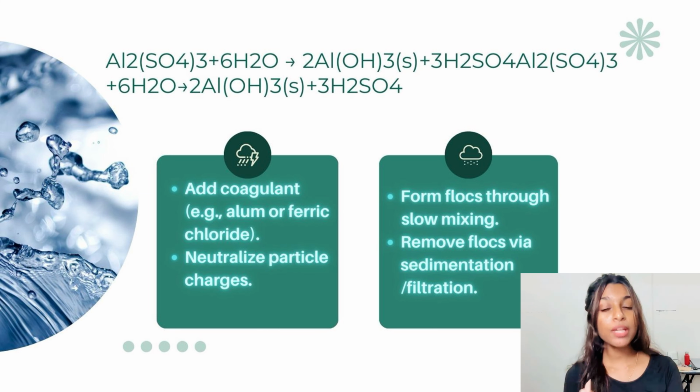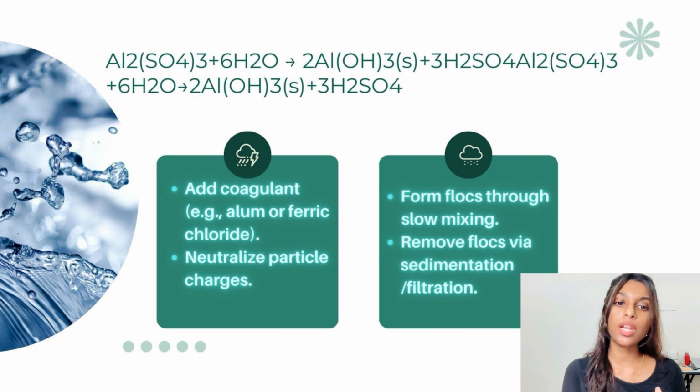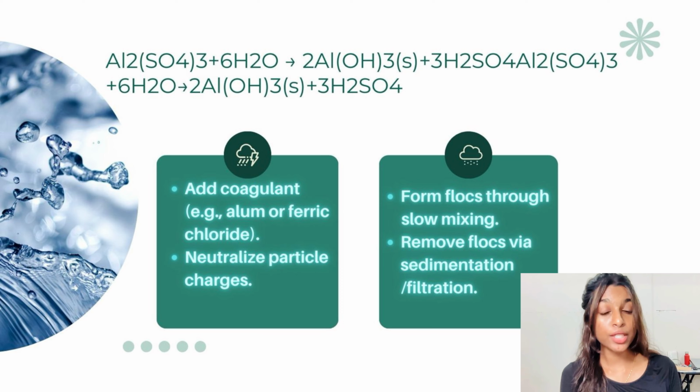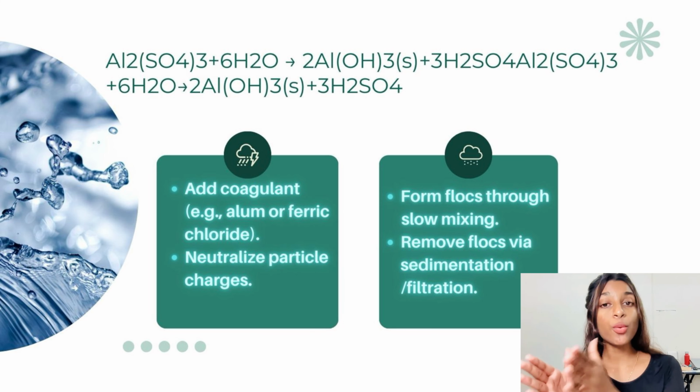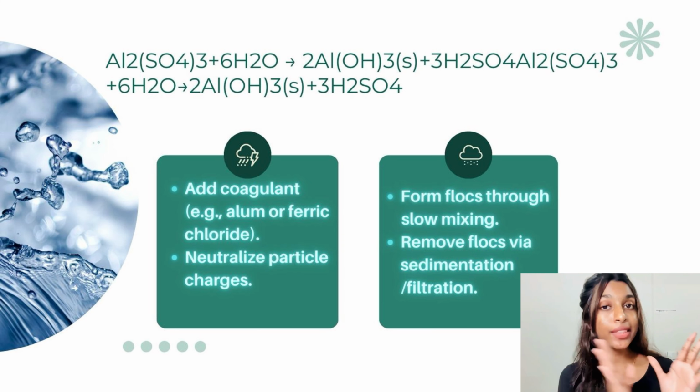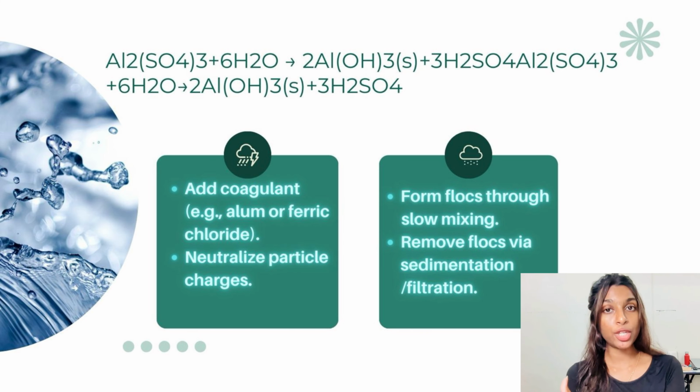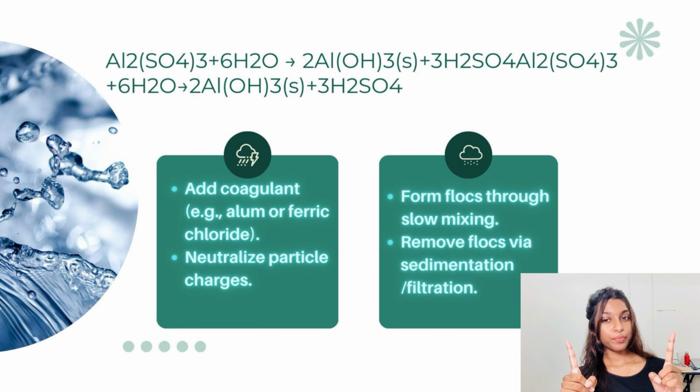The first step is that a chemical coagulant such as aluminium sulfate or ferric chloride is added to the water. This coagulant then neutralizes the negative charges of the suspended particles, enabling them to aggregate. The water is then gently mixed, forming larger clusters of particles known as flocs, and the flocs are then removed through sedimentation or filtration. Chemically, the reaction for aluminium sulfate, commonly known as alum, can be represented as follows.